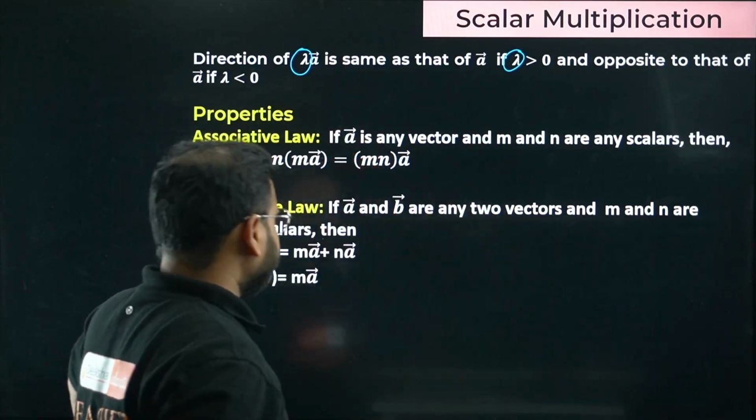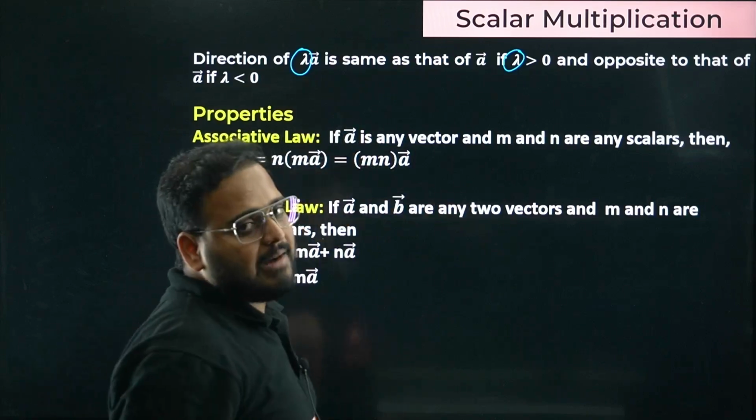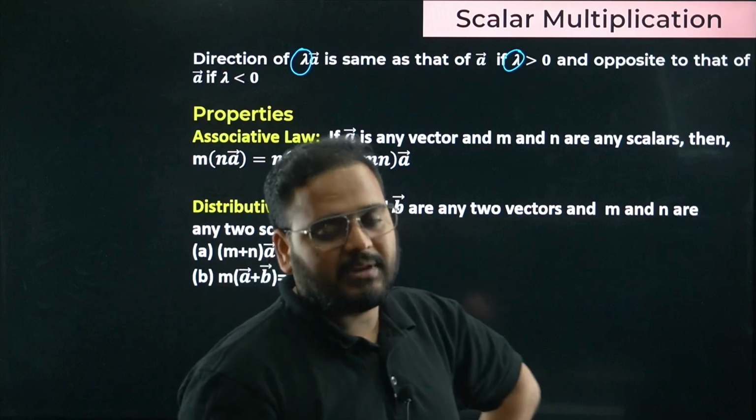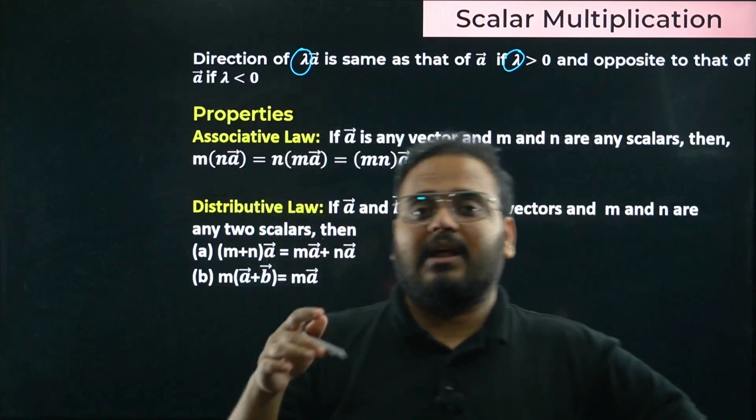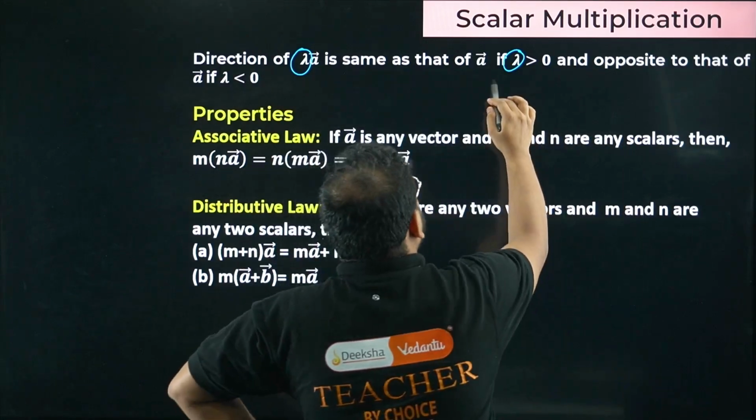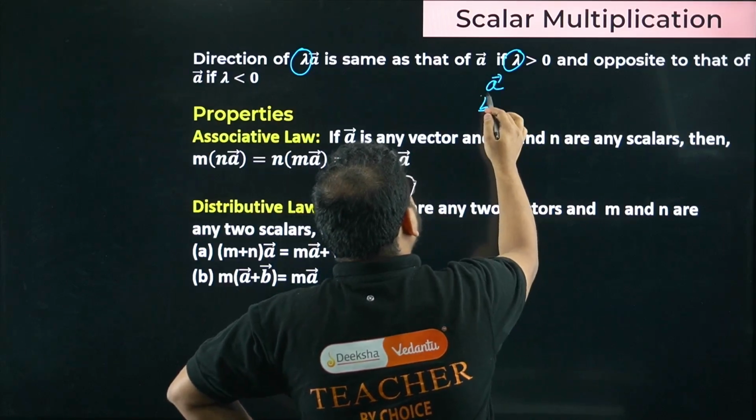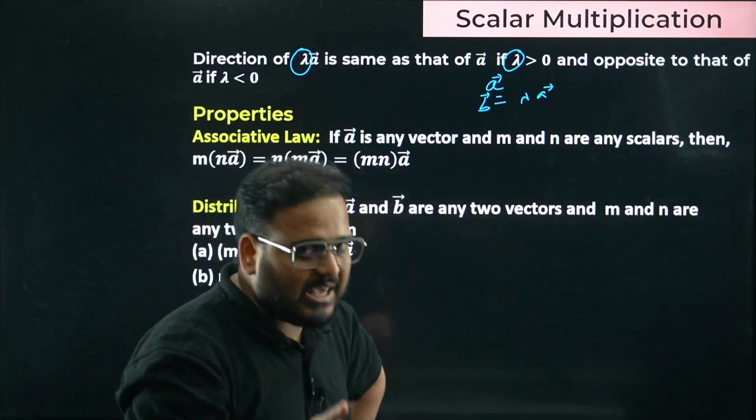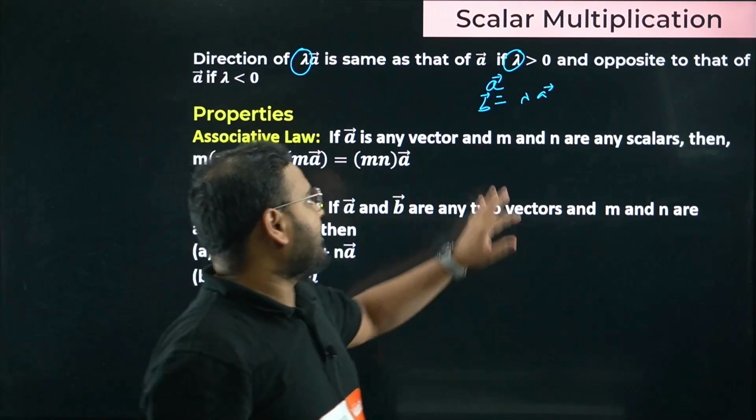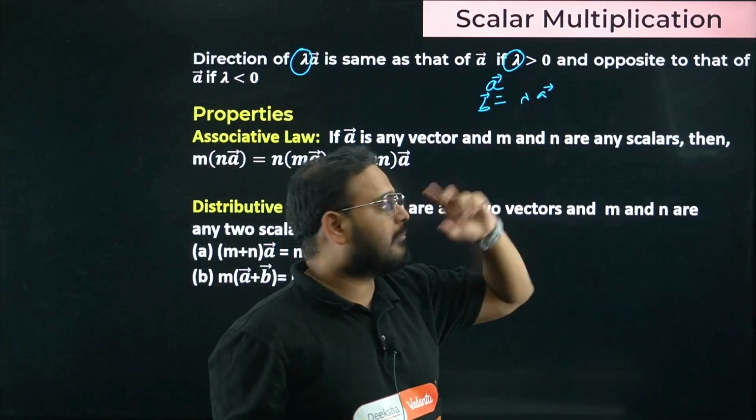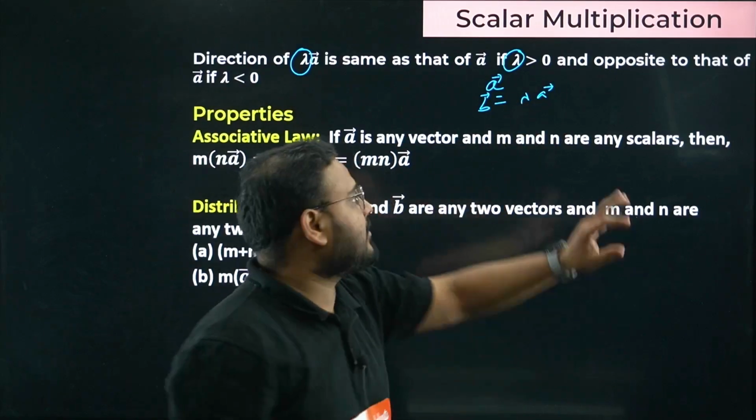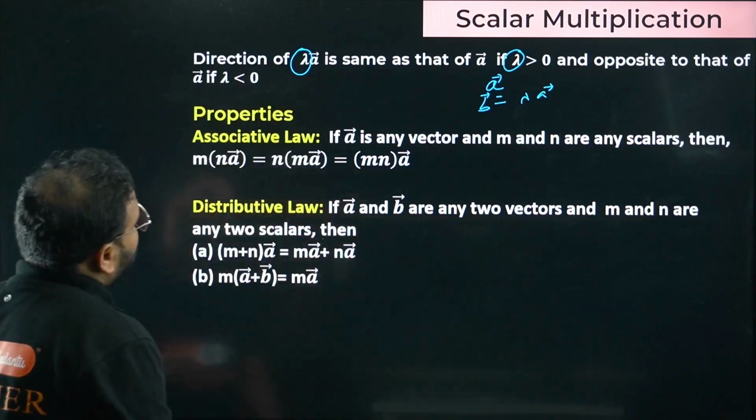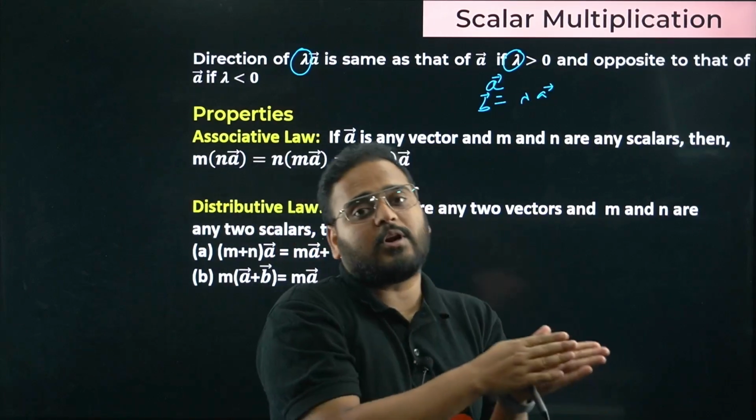If you multiply that lambda with any vector A, and lambda is positive, the direction sense will remain the same. I'm writing vector B as simply lambda A. Then vector B's direction remains the same as A if lambda is positive. If lambda is negative, vector B and A will be in opposite directions. This is scalar multiplication: multiplying a scalar quantity to a vector.